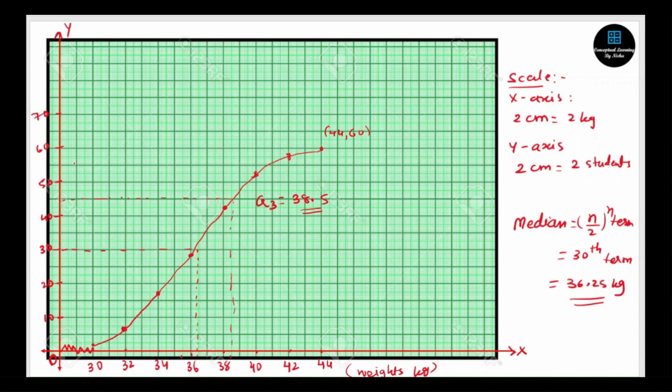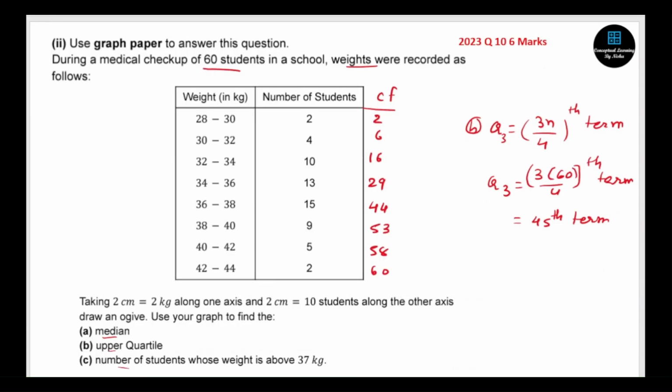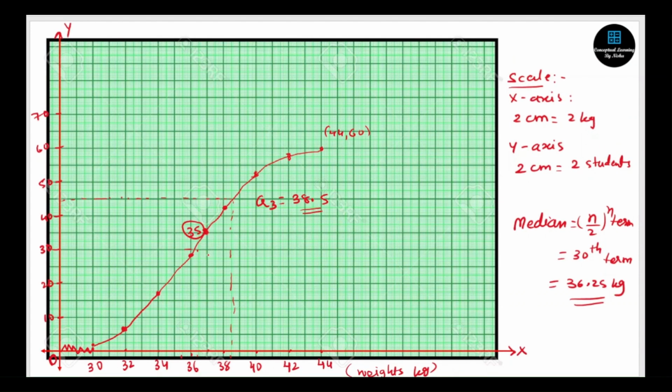Now we have to find the number of students whose weight is 37 kg and above. Just take this class where the weight is 37 kg. Here it is 29. So I have to subtract 29 from 60, the total number of students, and when I do this, I'll get 31 students. So we have solved all 3 questions from that. Perfect. Alright, great.